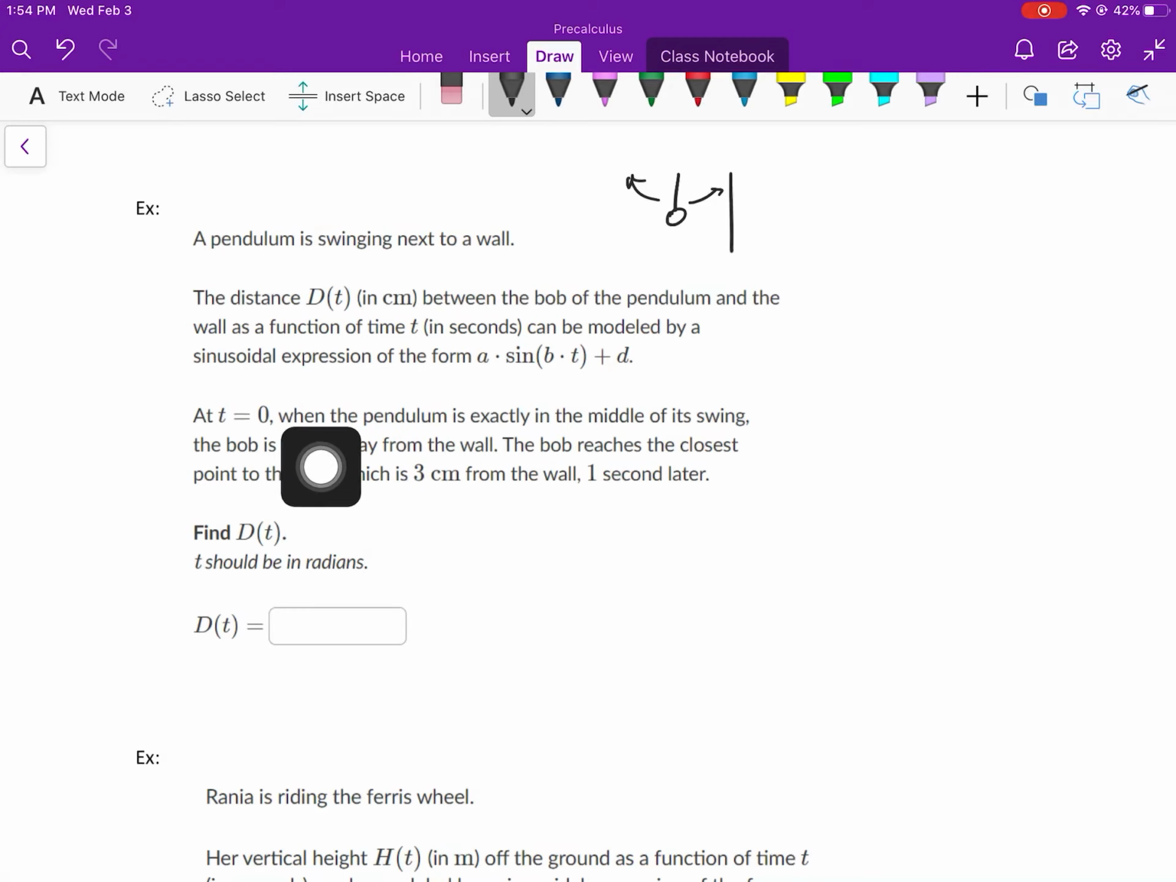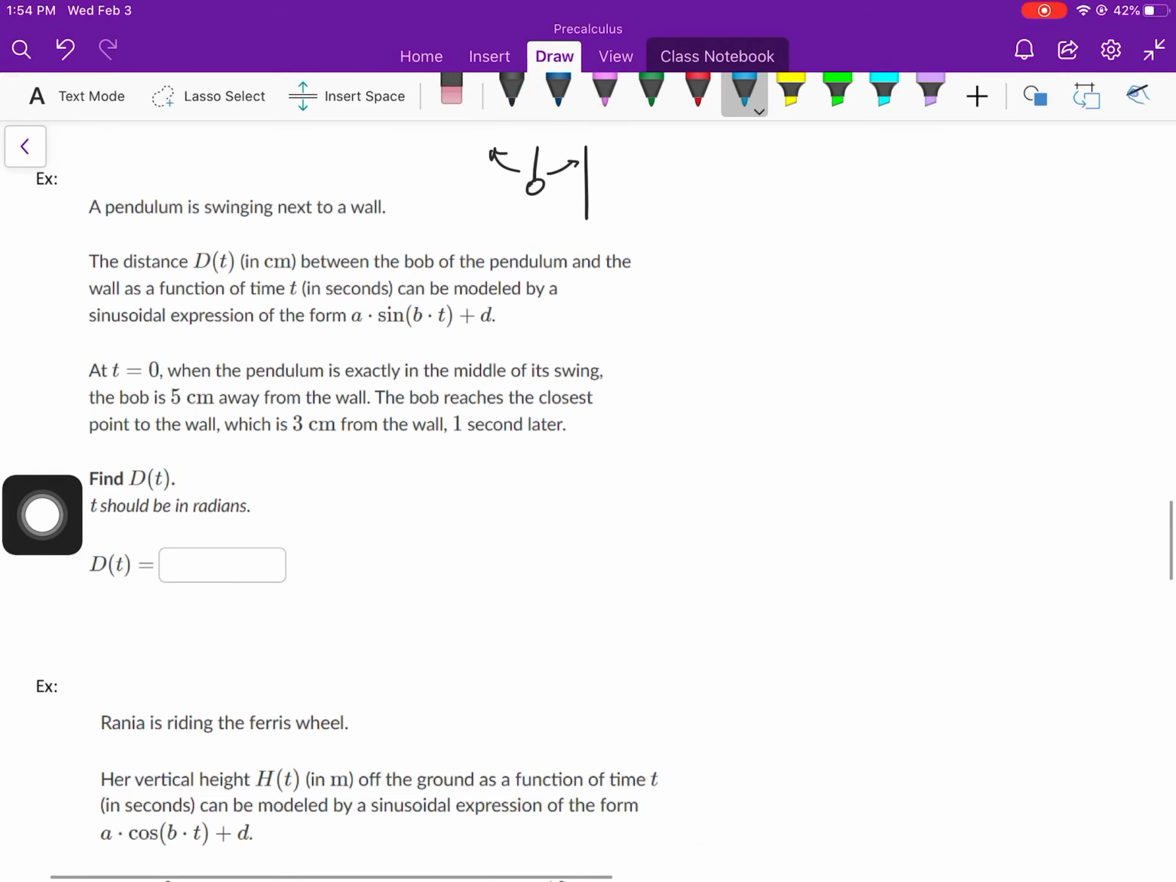At time t equals 0, when the pendulum is exactly in the middle of its swing, the bob is 5 centimeters away from the wall. So that's basically, by telling us that it's in the middle, telling us that that is the midline point. So we're given a midline point: when time is 0, its distance is 5.